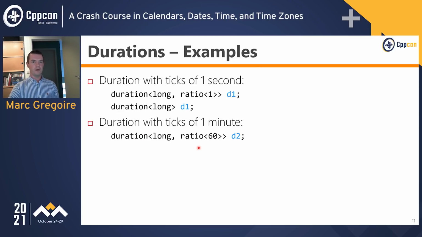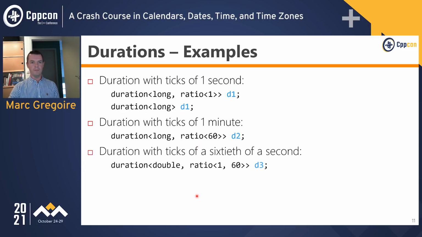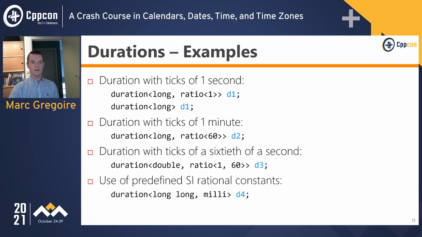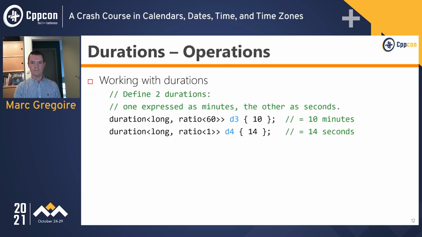To define a duration where ticks are 1 minute, you just specify ratio 60. If you want a duration where ticks are a 60th of a second, you specify a ratio 1/60. And here we can use these predefined SI rational constants that I mentioned earlier. So now I'm defining D4, which is a duration in milliseconds. And we store it as an integral type of type long.